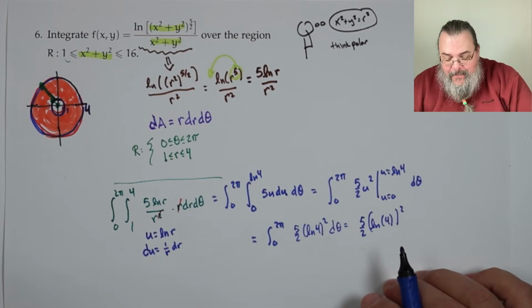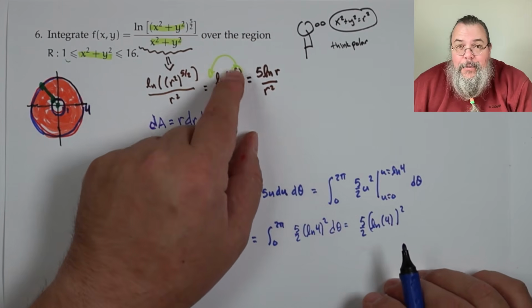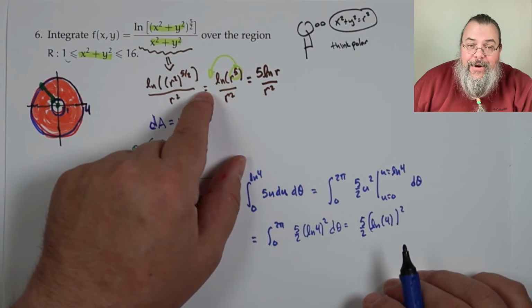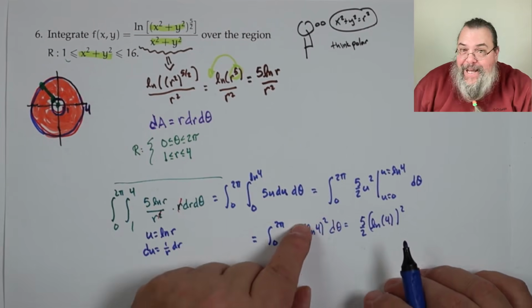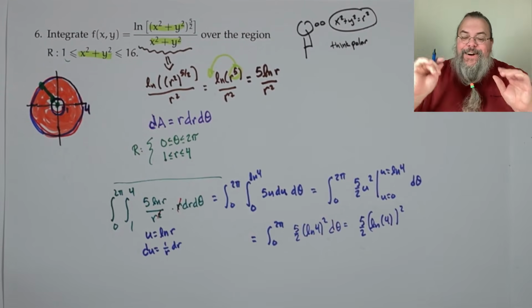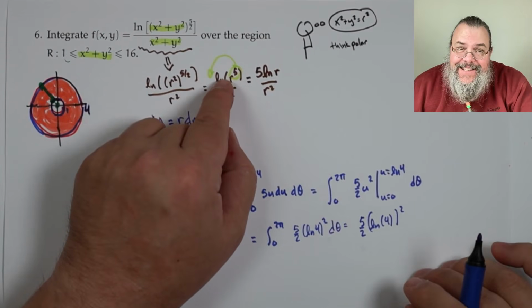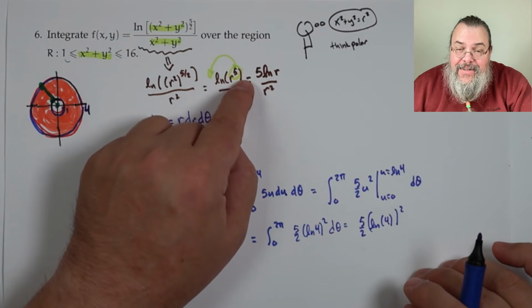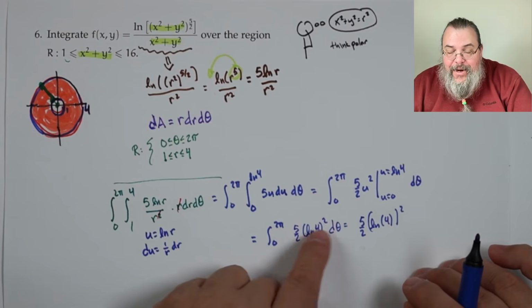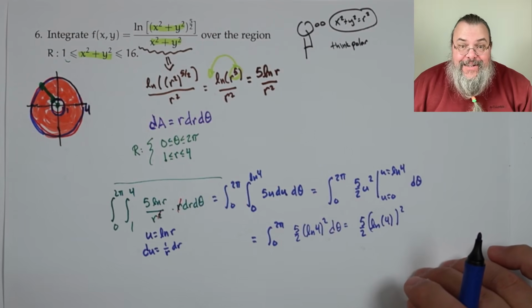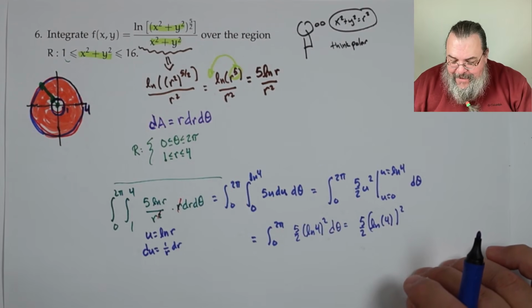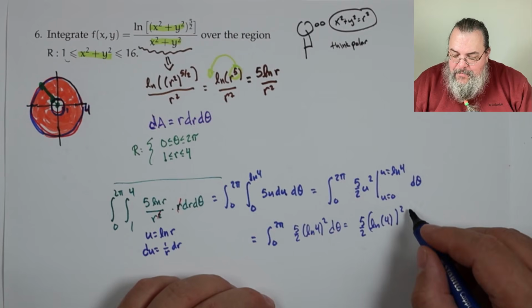And I want you to be careful because you're probably thinking like, oh, hey, we pulled down the 5 before. How about we pull down the 2? Because we can't. All right, why can't we? This 5 was inside the log. This square is outside the log. So be careful. Be careful.